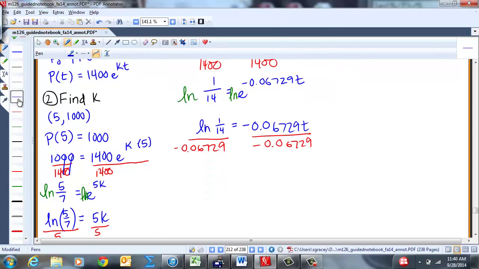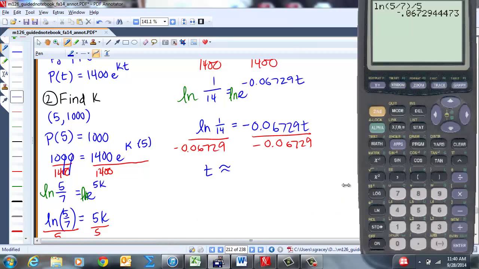So let's see what we get for t. T will be approximately... we're going to do natural log of 1 divided by 14, close the parentheses, and then divide by negative 0.06729. All right, so we get 39.21.